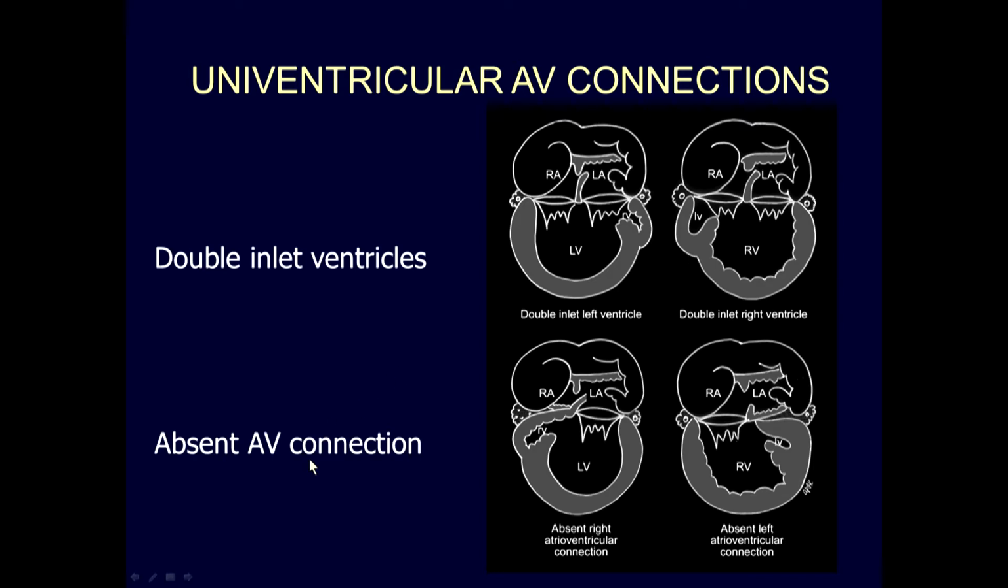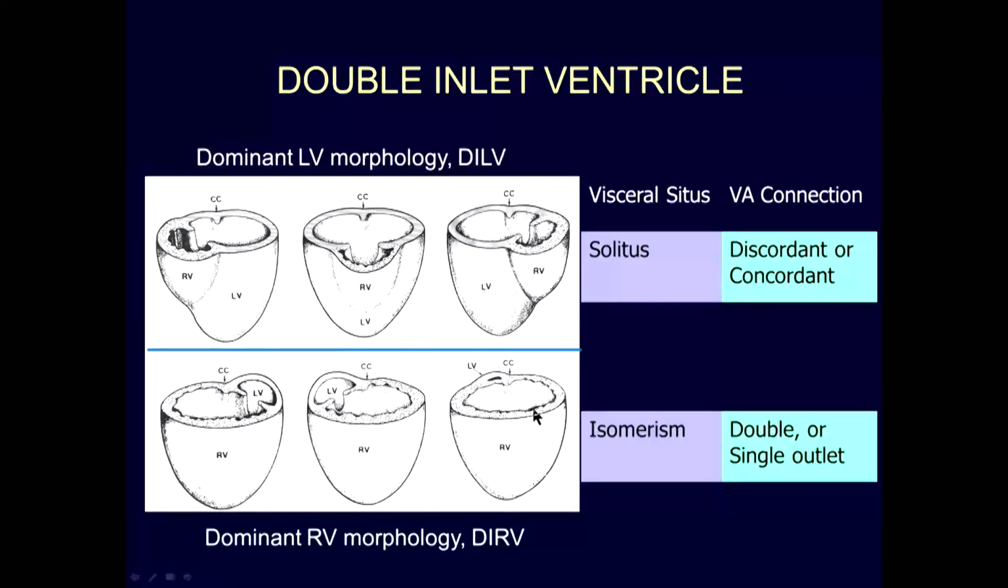The other situation is absent one AV valve. This is absence of the right AV connection. There is no connection between the morphological right atrium and the small right ventricle. In this case, the left AV connection is absent. The morphological left atrium has no connection with the left ventricle. This is mitral atresia. The other is the common type of tricuspid atresia.